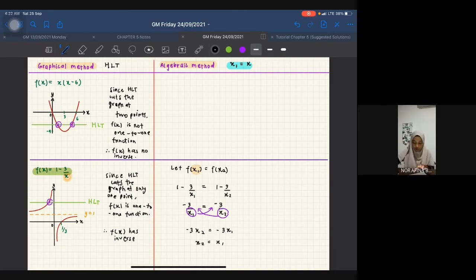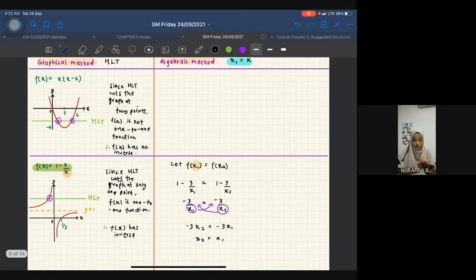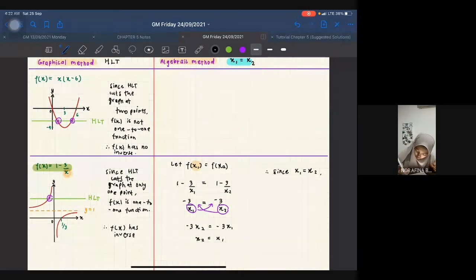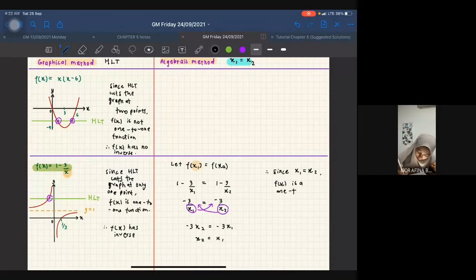Alright, so from that, we already know that our x2 is equal to x1. Okay, so kita boleh buat conclusion dekat sini. We can write a conclusion since x1 is equal to x2. Okay, so fx is a one-to-one function.